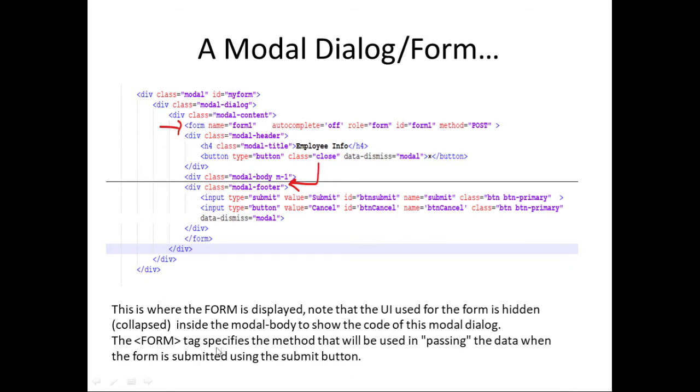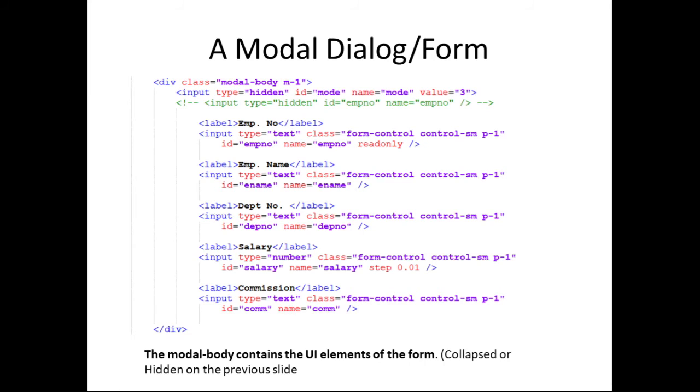So the form tag specifies the method. The method here is post, that will be used in passing the data when the form is submitted using the submit button. And when we submit, we're going to use jQuery to submit the form or to specify what file will be used. And then this is our dialog.